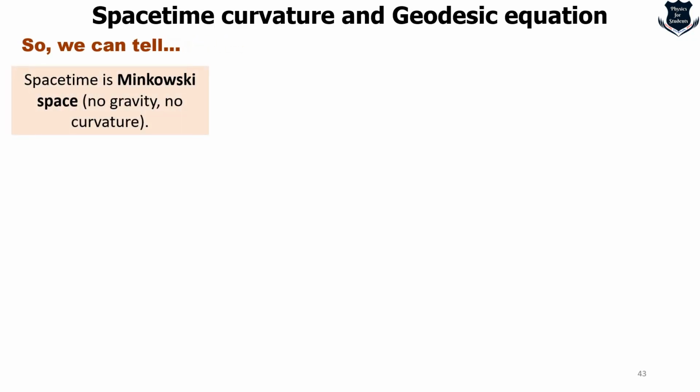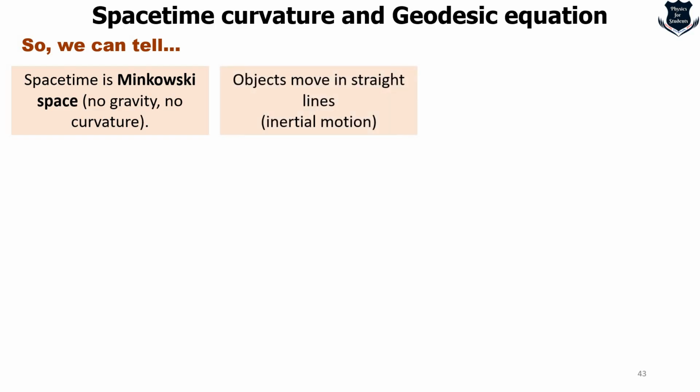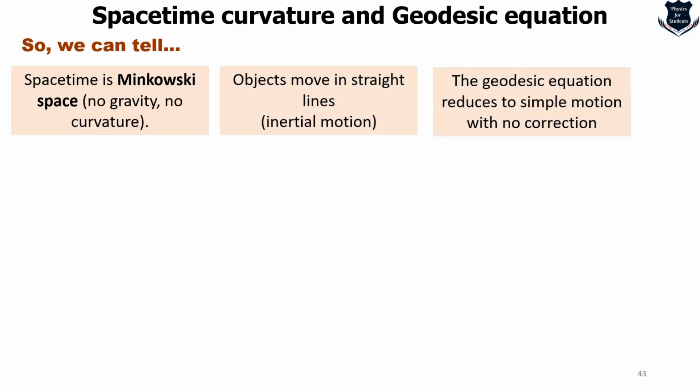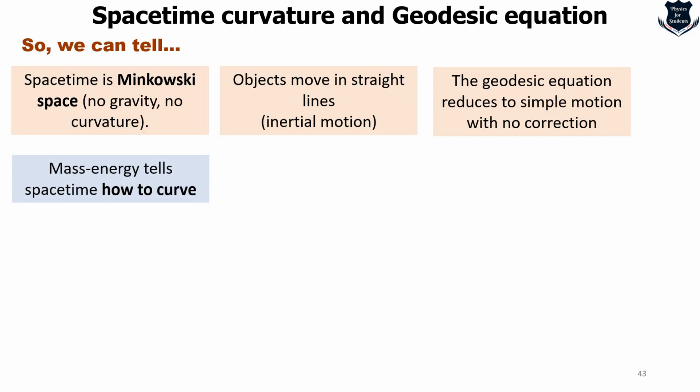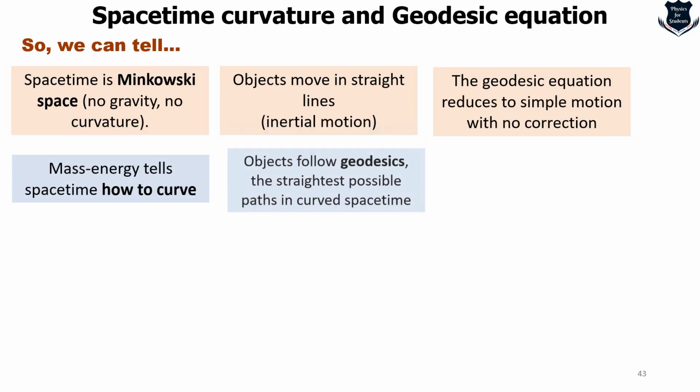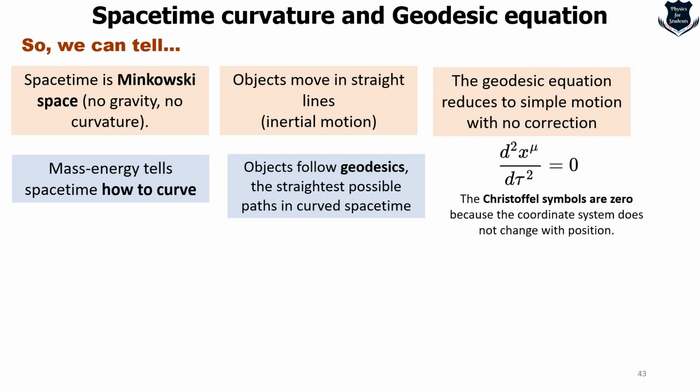So here is a nice, I would say, summary of the space-time curvature and geodesic. Space-time in Minkowski has no gravity, so no acceleration, the object moves freely in a straight line, and the geodesic equation is just simply 0. In general relativity, mass-energy tells space-time how to curve, and the Christoffel symbols are 0 in case you are taking curvature as 0, which is not the case.